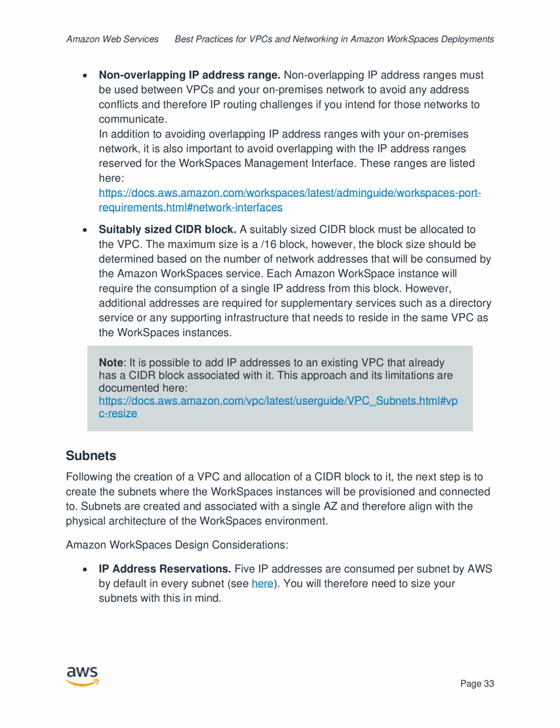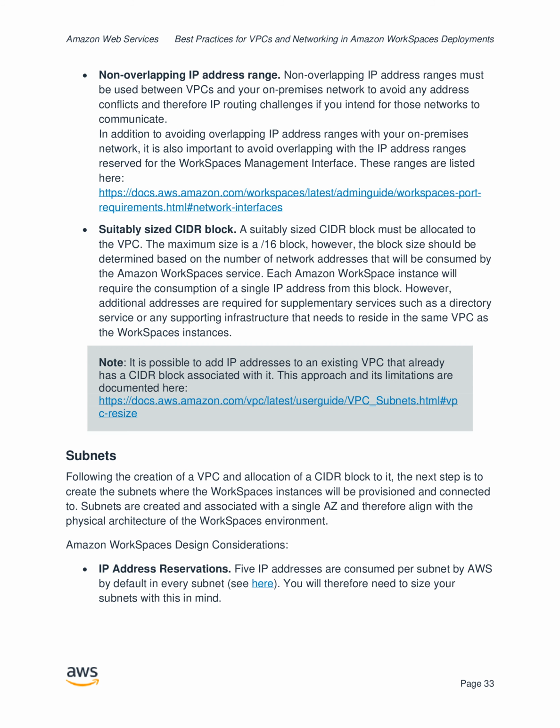Suitably sized CIDR block. A suitably sized CIDR block must be allocated to the VPC. The maximum size is a /16 block, however, the block size should be determined based on the number of network addresses that will be consumed by the Amazon WorkSpaces service. Each Amazon WorkSpace instance will require the consumption of a single IP address from this block. However, additional addresses are required for supplementary services such as a directory service or any supporting infrastructure that needs to reside in the same VPC as the WorkSpaces instances.